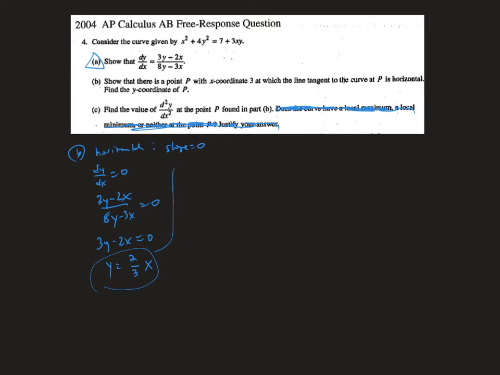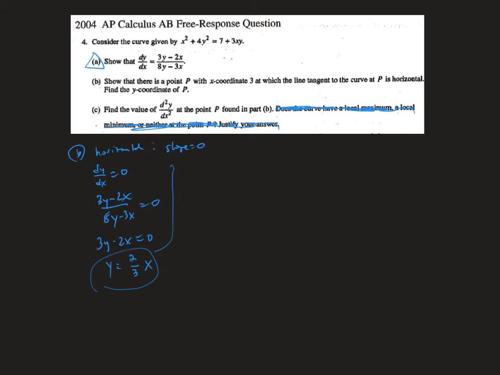We want to show that there's a point with x-coordinate 3, at which the line tangent to the curve is horizontal. So first of all, if we have a horizontal line, that means the slope is 0, right? So that means that dy/dx would have to equal 0. So (3y minus 2x) over (8y minus 3x) would equal 0. Multiply both sides by the denominator, so 3y minus 2x would equal 0. So that means basically that y would equal 2/3 x.